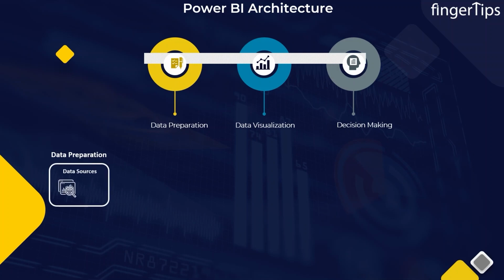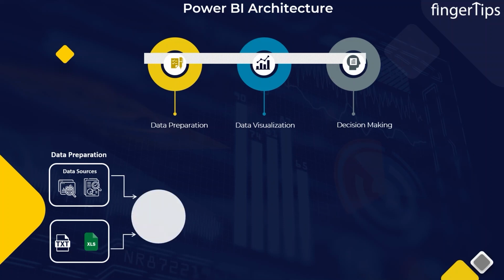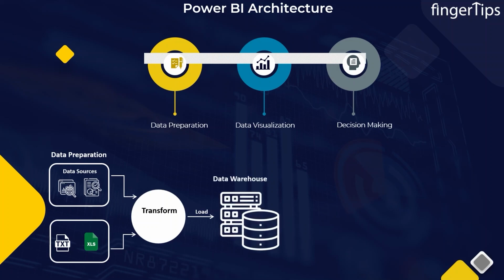First, we prepare the data by connecting it from various data sources. It can be a database, a flat file, a web page, even an API, or live streaming data. Then we transform and clean the data if required. And then we load it into Power BI report view. Here we can compare it to a data warehouse, but instead of a warehouse, we work with the report view concept.